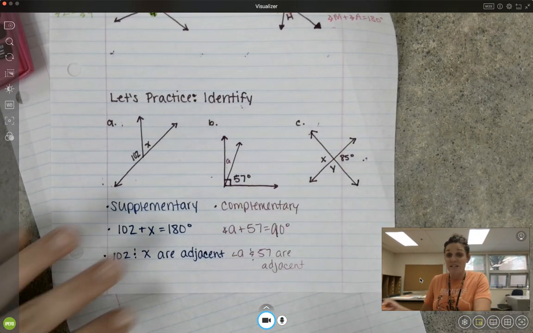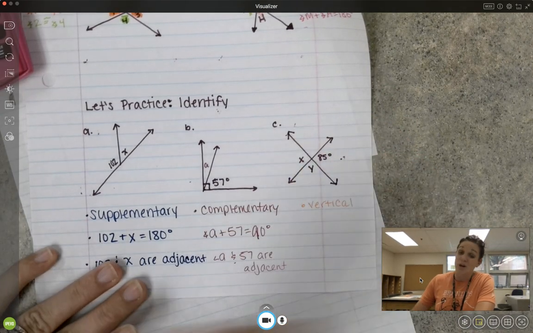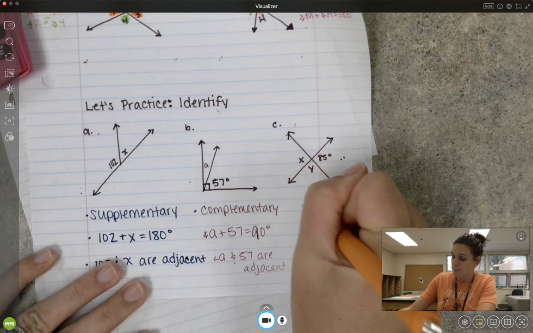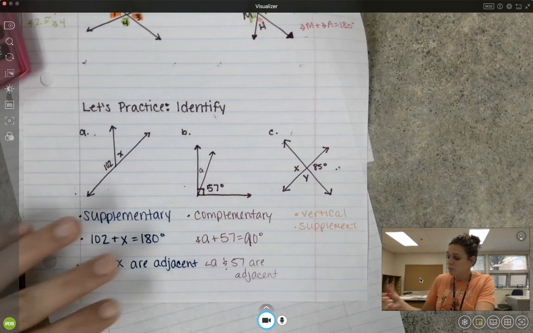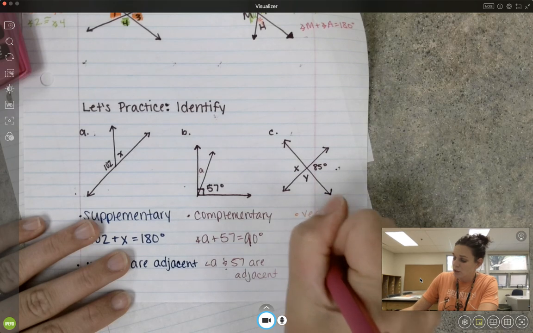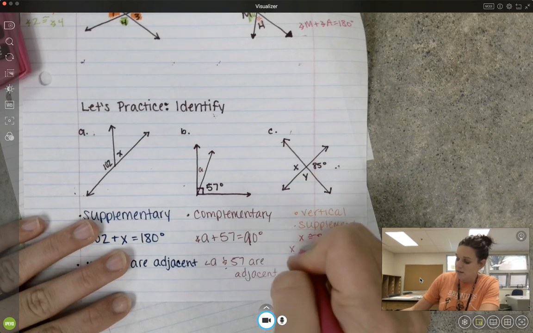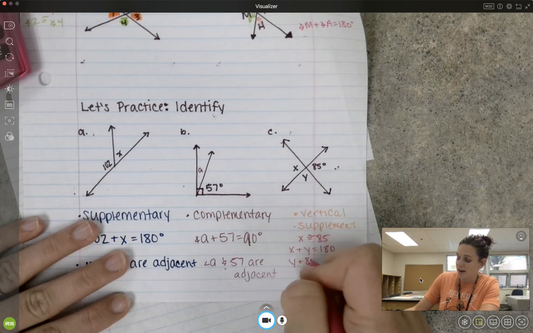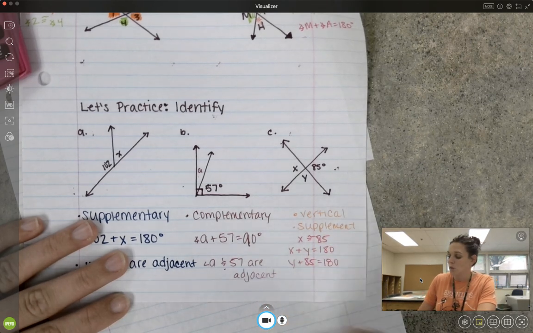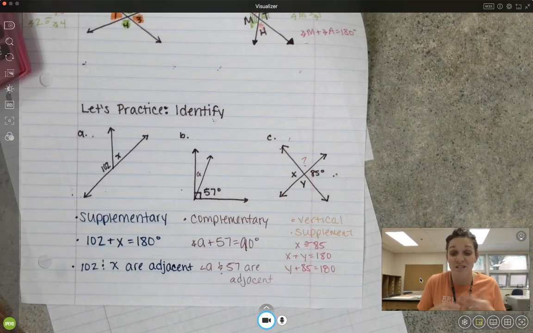All right, and then in this last one, you could have said that we have a vertical. We also have supplementary. And you could have said, okay, if that's the case, that x is congruent to 85. You could have said x plus y equals 180. You could have said y plus 85 equals 180. And you could have said, if you included that guy in something there too, 85 is adjacent to y is adjacent to x, any of those.